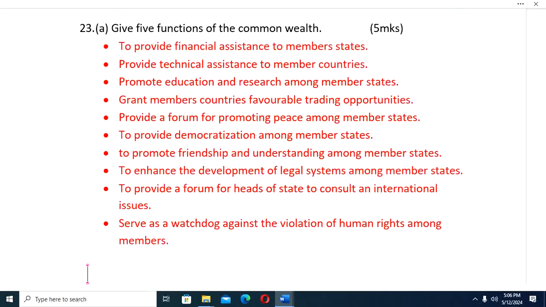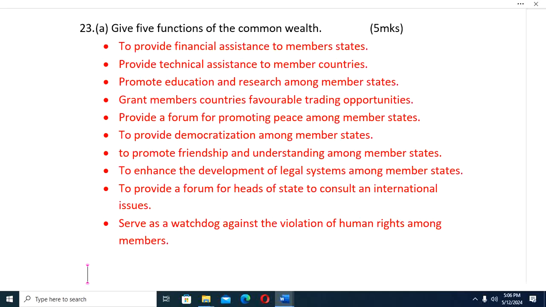Number 23. Give 5 functions of the Commonwealth. Very common question. Functions of Commonwealth: to provide financial assistance to member states. Number 2, provide technical assistance to member countries. Next, promote education and research among member states. Next, grant member countries favorable training opportunities.